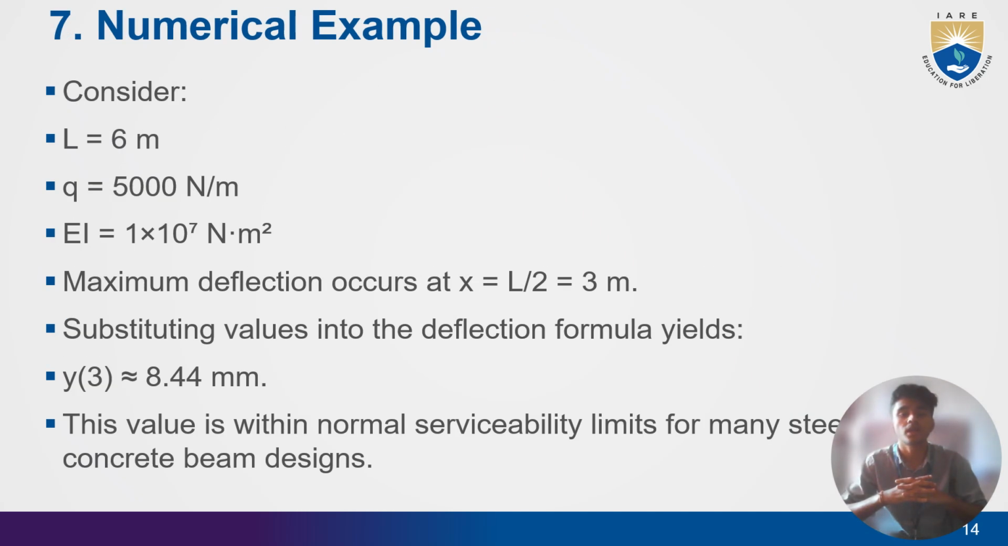Let us consider a numerical example for better understanding of the concept. Consider L = 6 meters, q = 5000 Newton per meter, EI = 1 × 10^7 Pascal. Maximum deflection occurs at x = L/2, which is 3 meters. Substituting the value into the deflection formula yields y at 3 approximately 8.44 millimeters. This value is within the normal serviceability limits for steel and concrete beam designs.